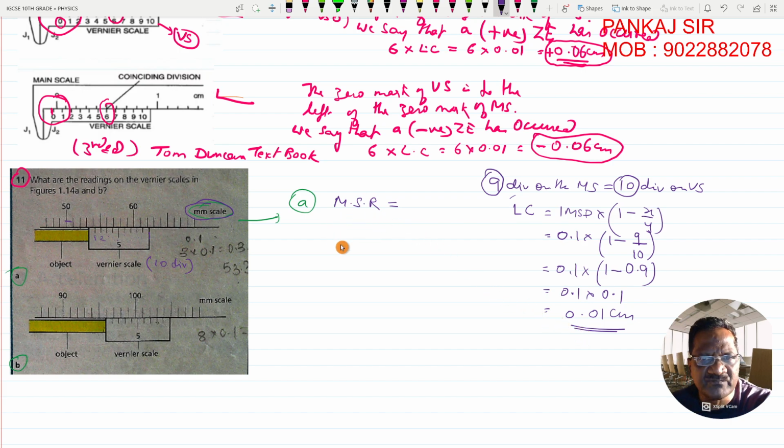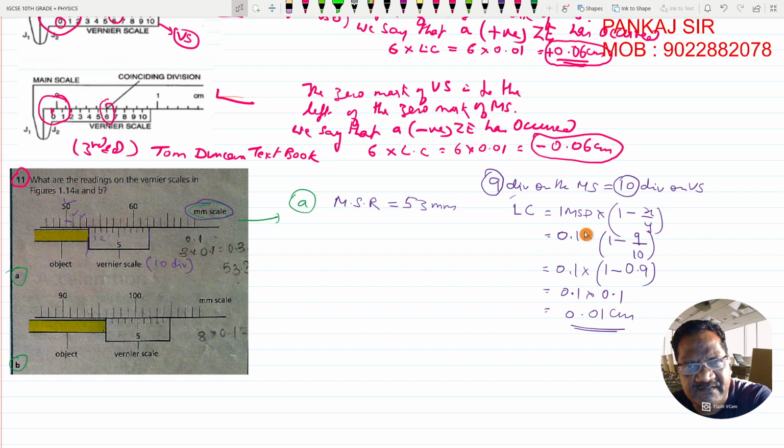Now the main scale reading is where the zero of the vernier scale, that is this particular marking, is coinciding on the main scale. That you have to see. Now here, if you see properly, this is the 50th mark, 50 millimeter, then this is 51 millimeter, this is 52, and your zero is lying somewhere between 53 and 54. So if the zero of the vernier scale is lying in between, you have to take the lower reading. So I will take 53 millimeter, right?